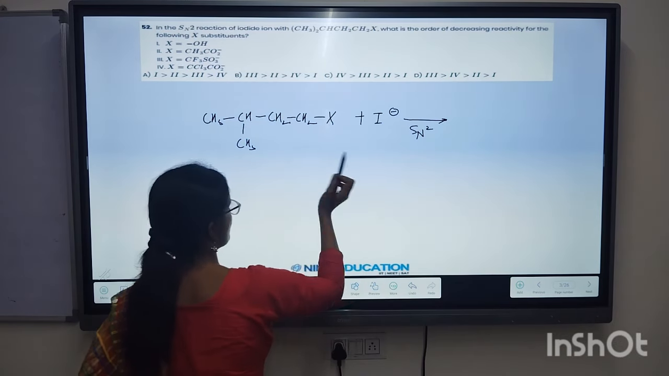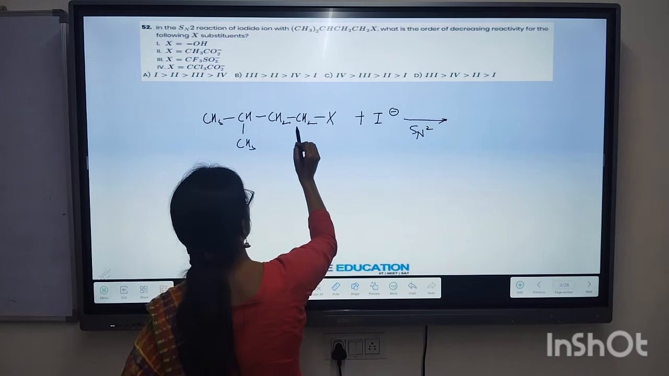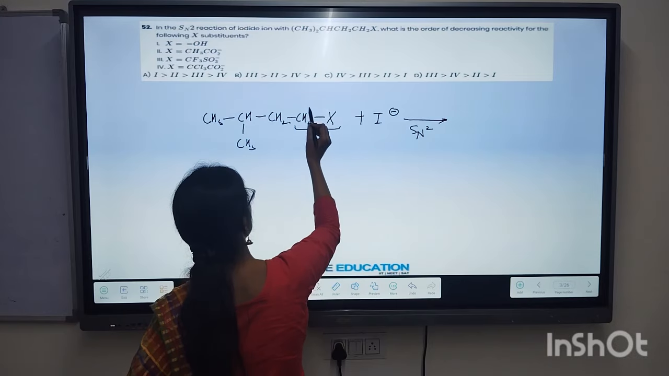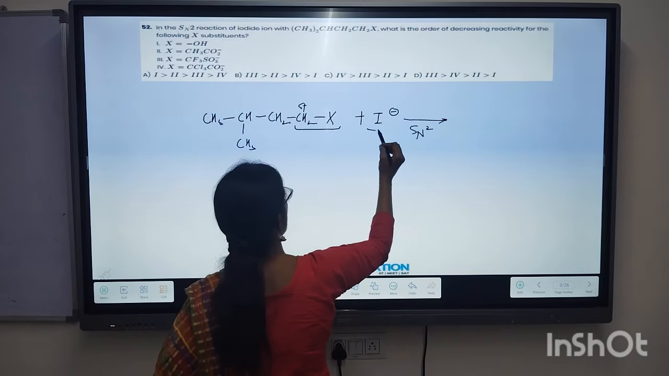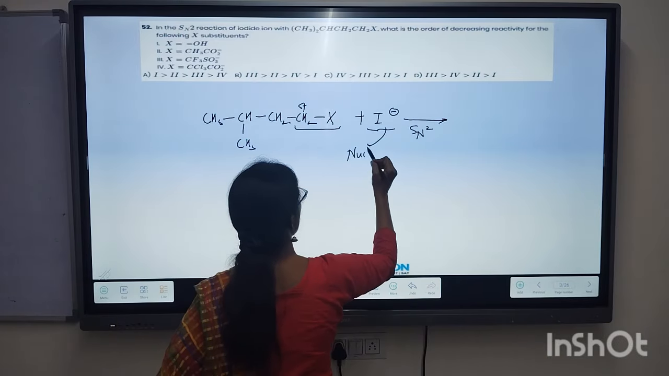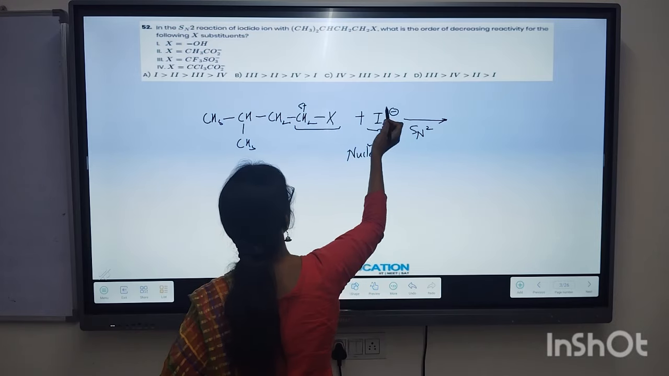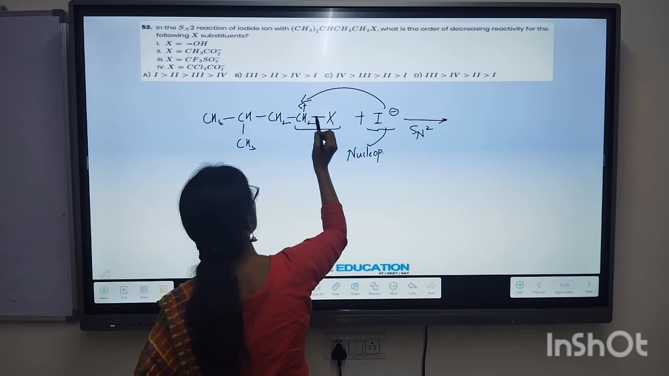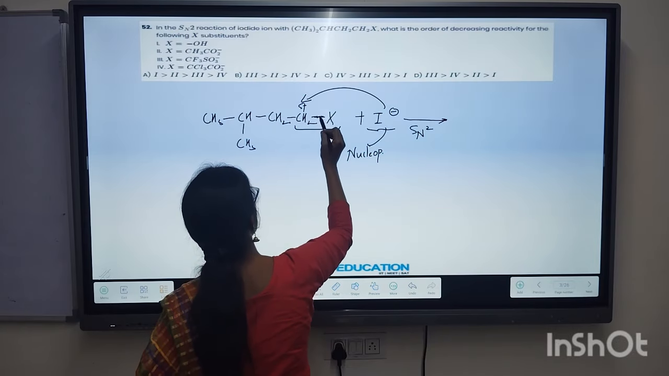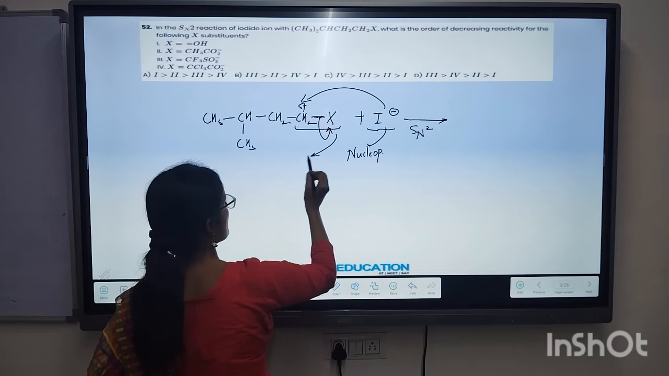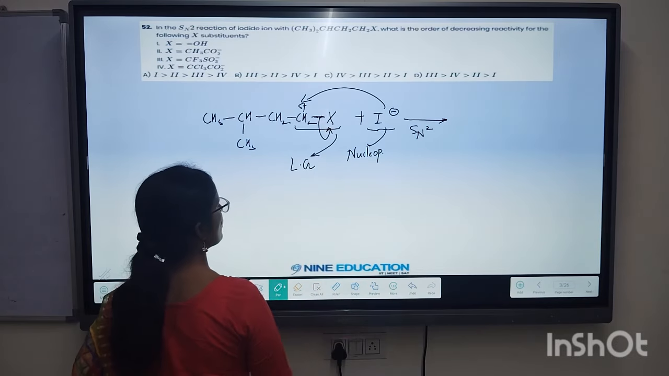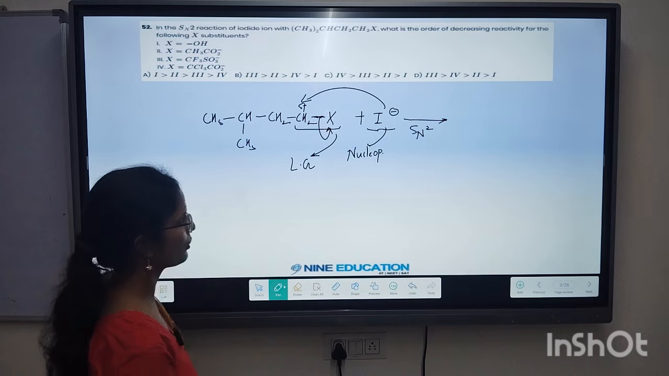SN2 reaction means substitution reaction. So we know that here the carbon and X bond being polar, carbon will be bearing delta positive charge. So this will be simply serving as the electrophilic site, and I negative will be attacking here, and when it attacks, your X group will be leaving by taking a pair of electrons. That's how we say that your X will be serving as a leaving group here.